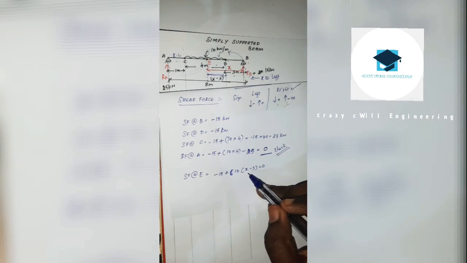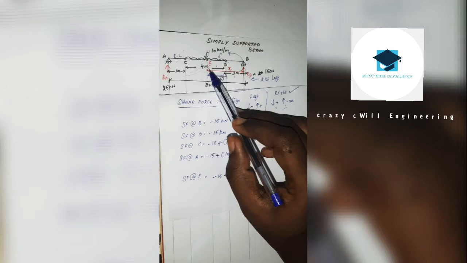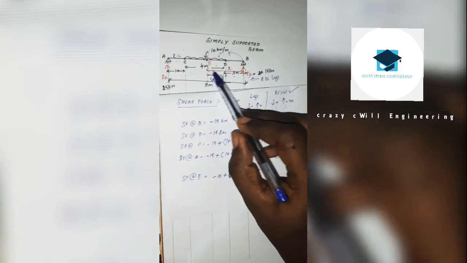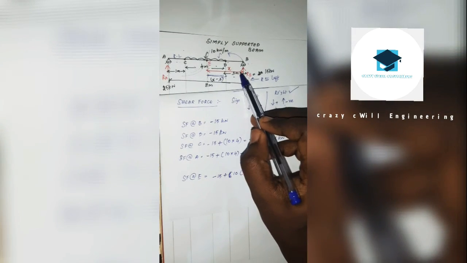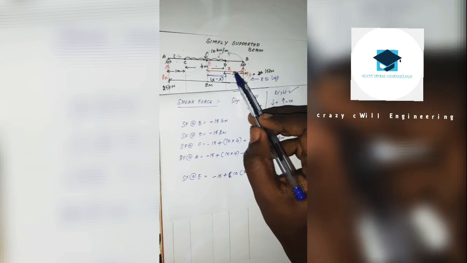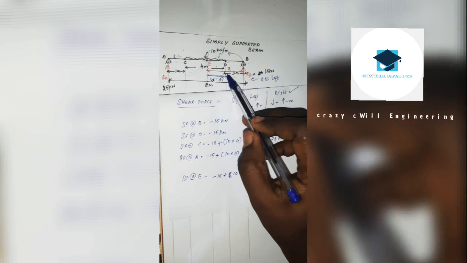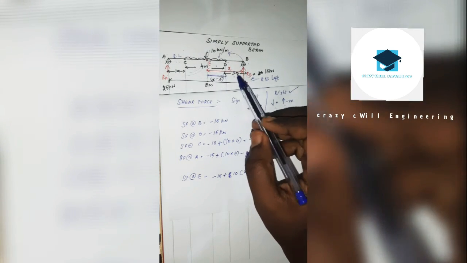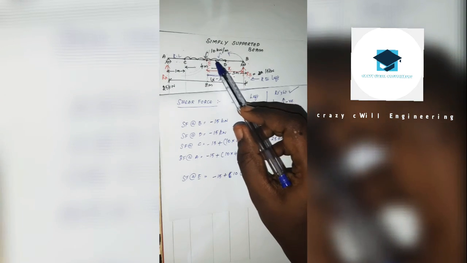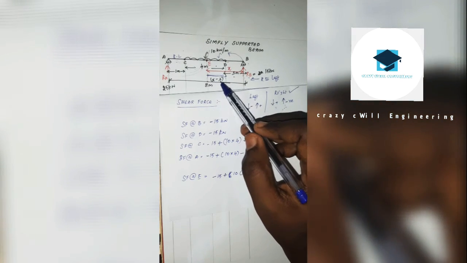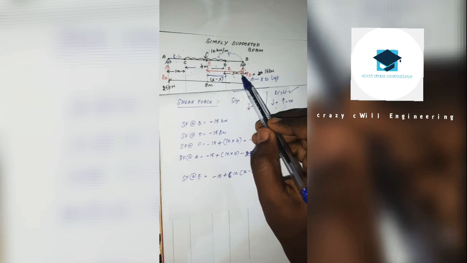Do you understand why I wrote x minus 3? The section is at x distance. We cut this section at x distance, and the UDL is acting over a distance of x minus 3. The whole distance is x.